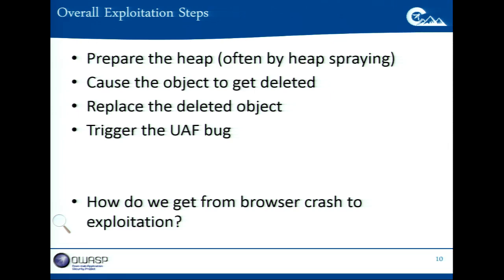I mean, there's many different ways we can do it, and I'm going to explain a couple. But we need to prepare the heap somehow. We need to cause the object to get deleted prematurely. So however we found it, through fuzzing or whatever, we found this condition, we need to force that object to get deleted prematurely so that way we can replace it. Once we've replaced the object successfully, we can then trigger that UAF bug. That means the person who wants that slice of pizza goes to get it at that point, and it's been replaced with the malicious one.